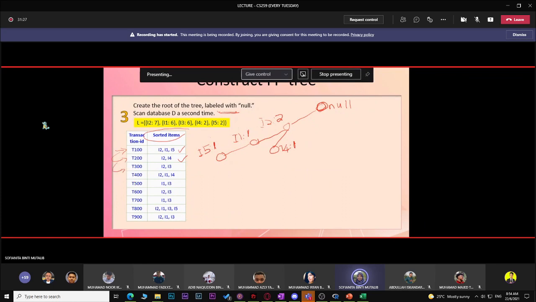Macam mana you dapat? Dia akan keluar lagi satu node I3. Good. Alright, so this is becoming 3. And then we have another node here. Alamak, tak cantiknya node saya punya branch. Okay. So this is a new node, a new branch of I3 with support of 1. Okay, boleh eh? Okay, next.